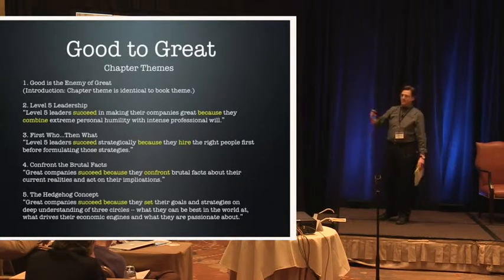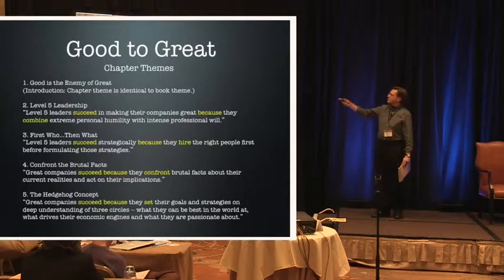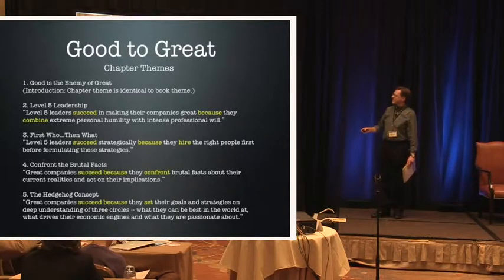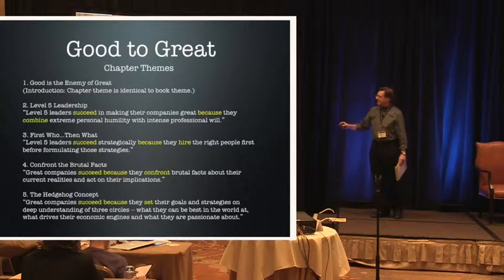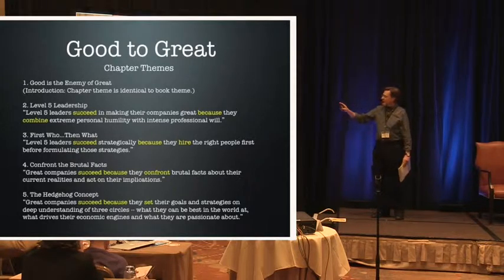The introduction is you're introducing the reader to your theme. So, Level 5 leadership. Level 5 leaders succeed in making their companies great because they combine extreme personal humility with intense professional will. First who, then what? That's chapter 3. Level 5 leaders succeed strategically because they hire the right people first before formulating those strategies. Great companies succeed because they confront the brutal facts about their current realities and act on their implications.